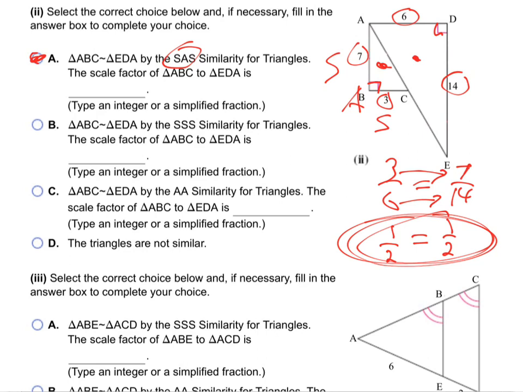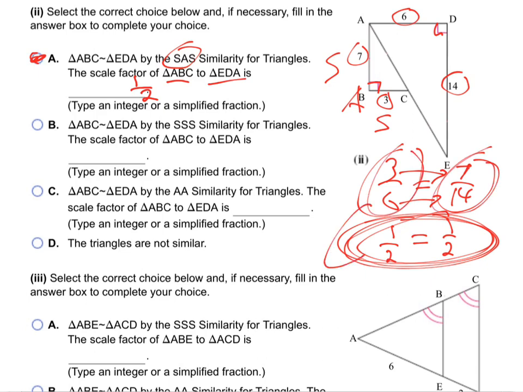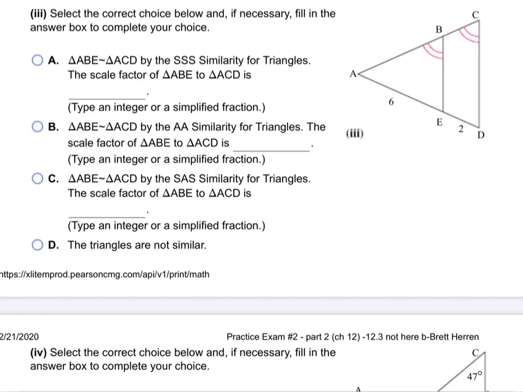So it's side angle side similarity. They're similar triangles by side angle side. And what's their ratio? It's a half, right? 3 over 6 or 7 over 14. Scale factor is a half. The small one to the big one is 3 over 6 or 7 over 14, both reduced to be a half. Part 3. Triangle ABE is similar to triangle ACD.